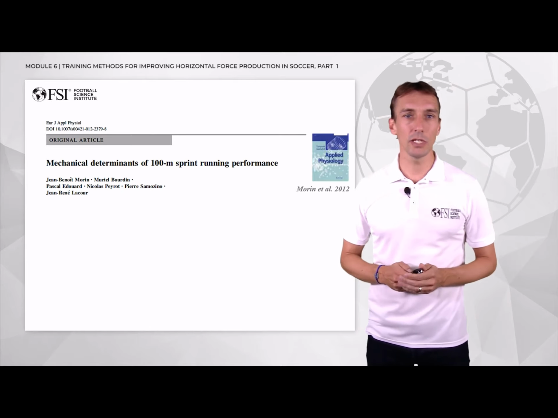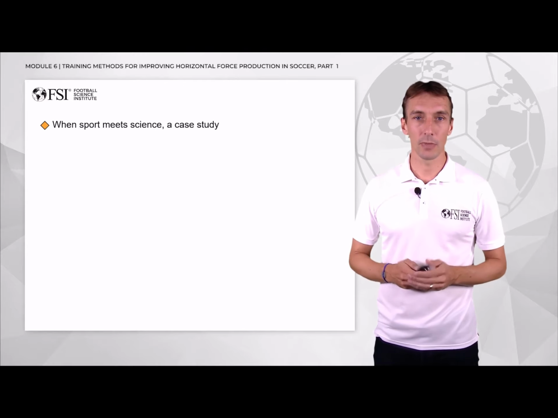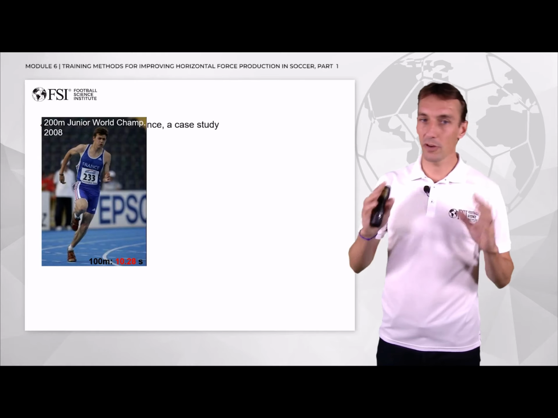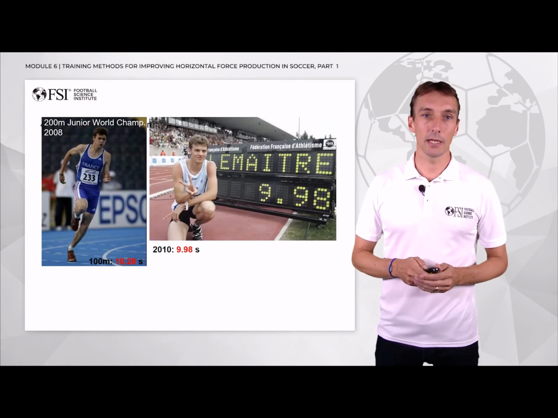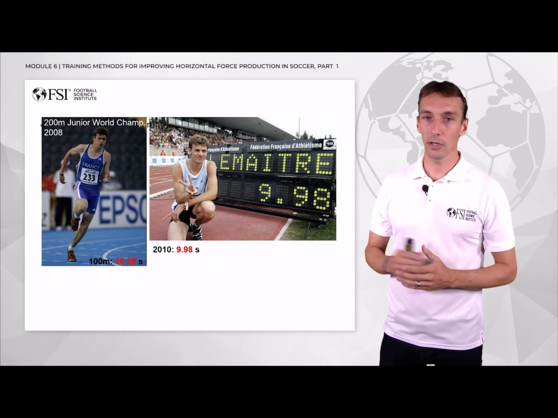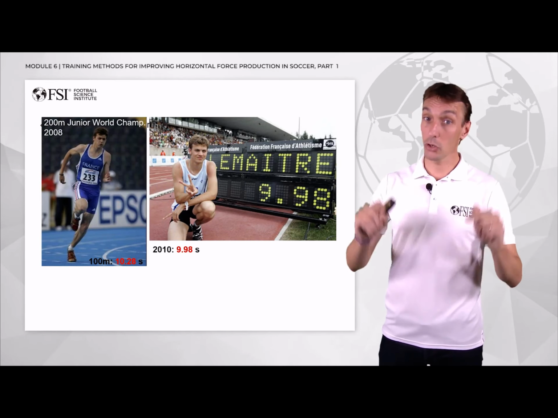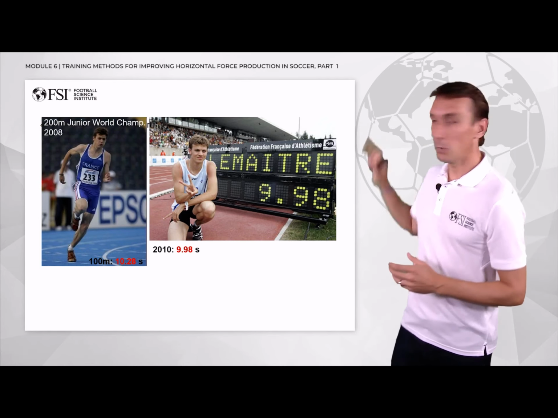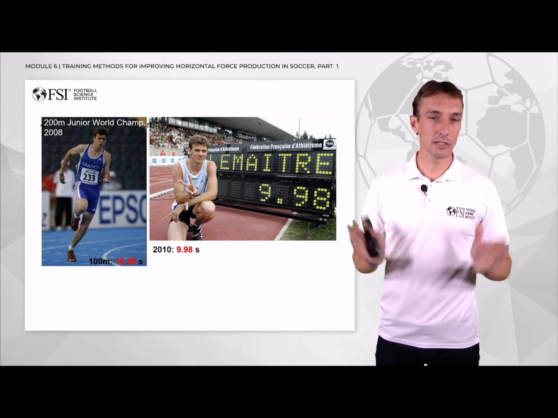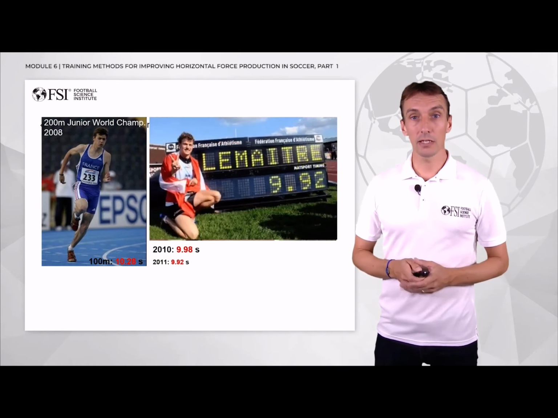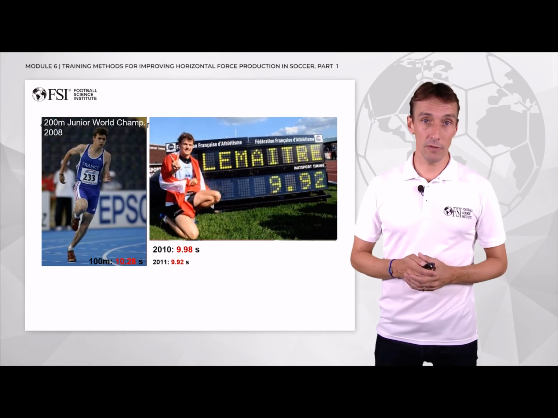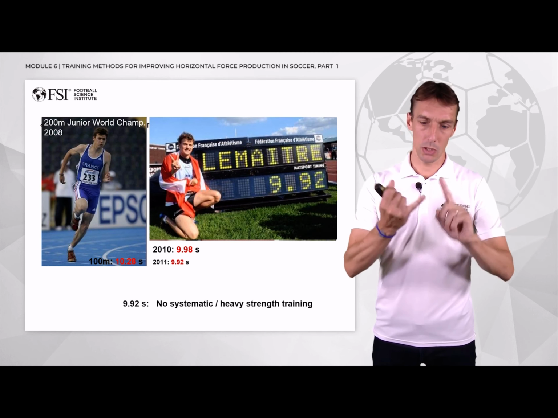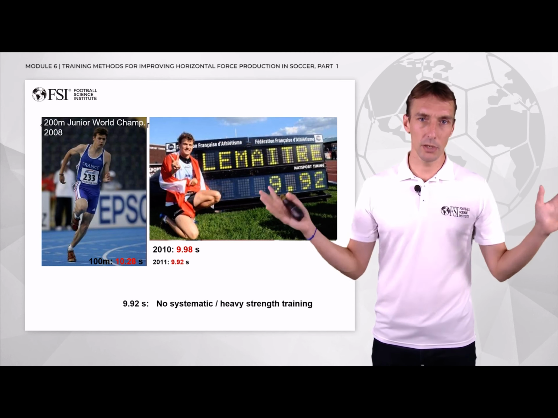And we were lucky to study a French guy named Christophe Lemaitre and to have a case study. Just for you to remember, Christophe Lemaitre was a very good young sprinter. And you have to consider that he was able to run under 10 seconds, so it's a very good level of sprint, with this body and without doing any strength work. He was 9.92 in 2011, and at that time, he did no heavy strength training. No gym, no squat, no press, nothing heavy.